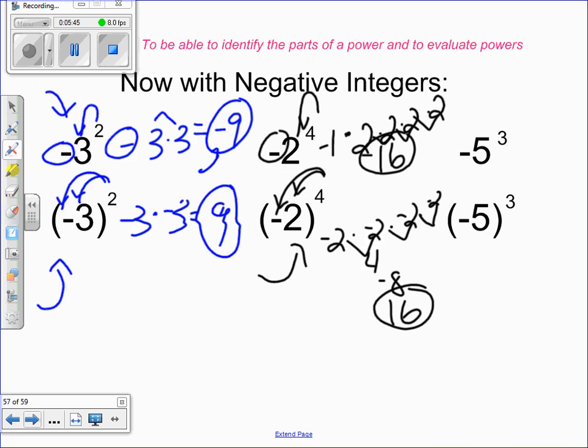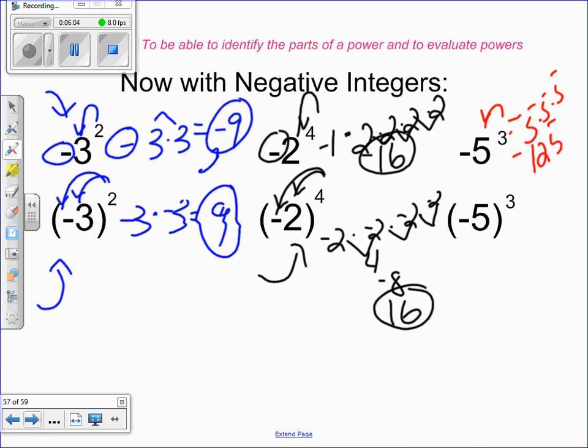Let's move over to our last example. So here we have negative 5 to the third. There are 3 5's being multiplied and only 1 negative. Sorry, that's supposed to be a negative. There we go. So 5 times 5 is 25. Times 5 again is 125, so we have negative 125.